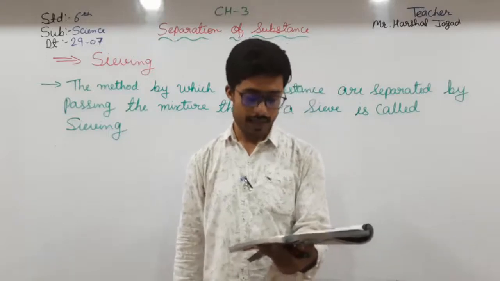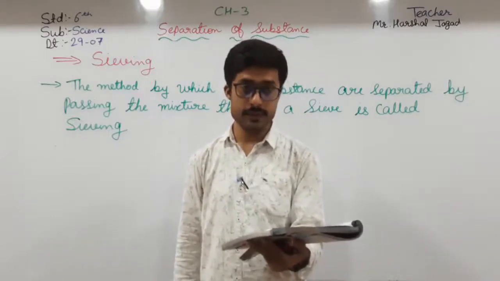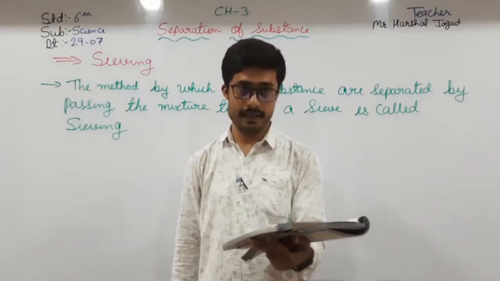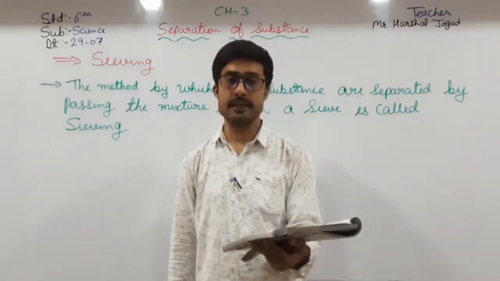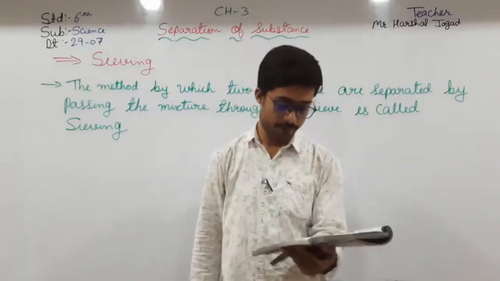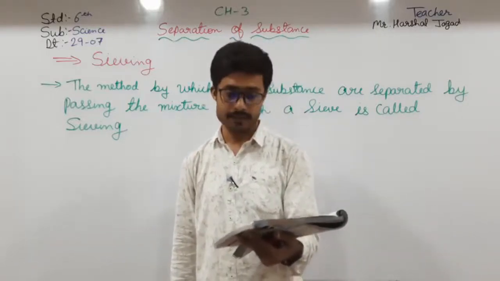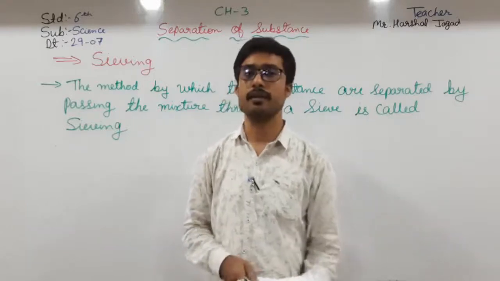Observation: rice grains are present on the sieve. The flour gets collected on the newspaper. Conclusion: rice grains remained on the sieve because their size was bigger than the holes in the sieve. Flour, being fine, passed through the holes of the sieve and fell on the newspaper. Thus, sieving can be used to separate particles of different sizes.